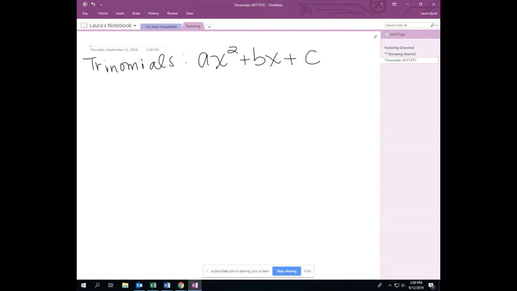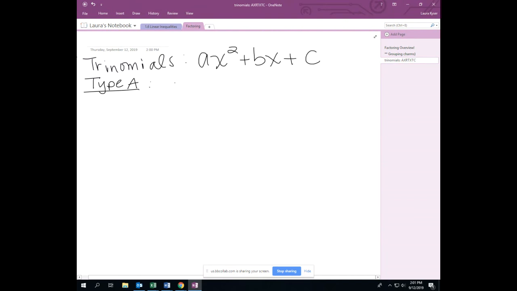But for now, it's going to be squares, or something that, like I said, can be factored. There are three types of trinomials that I like to talk about, and I separate them out as such so that it makes it easier to kind of get the hang of it.